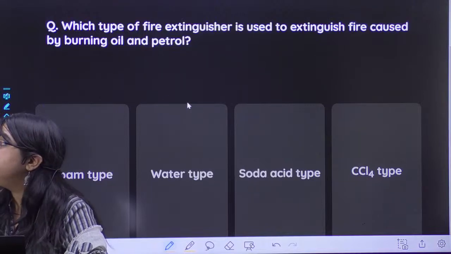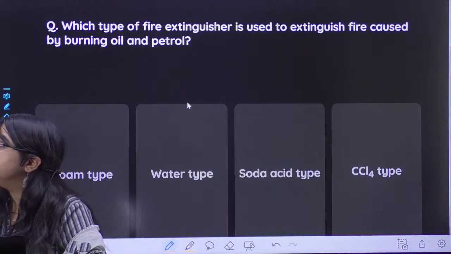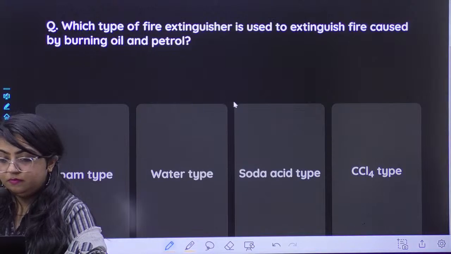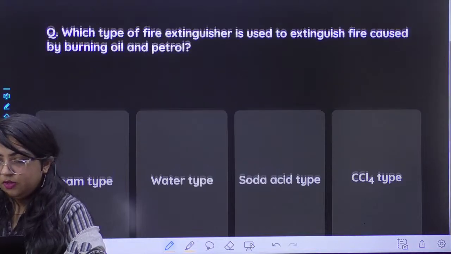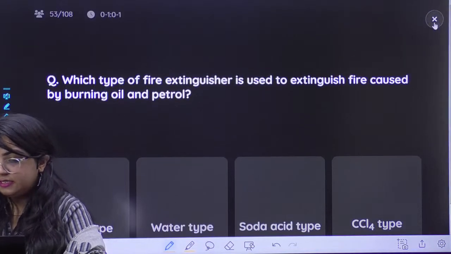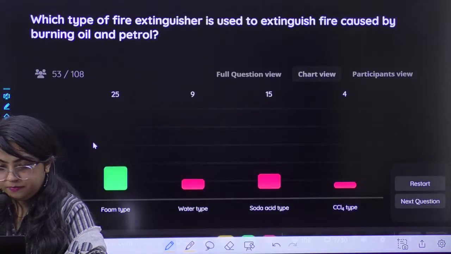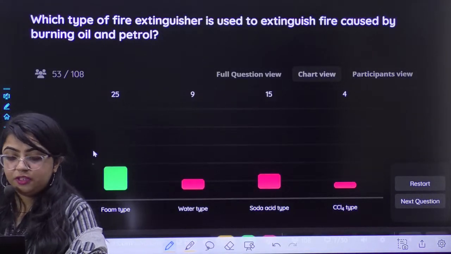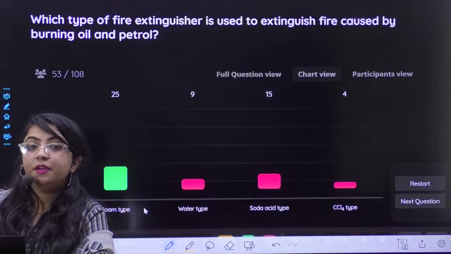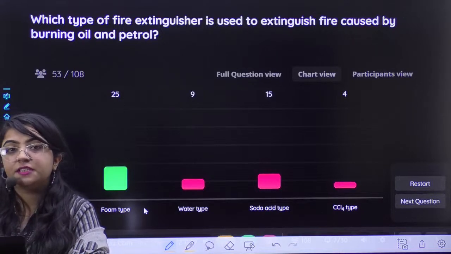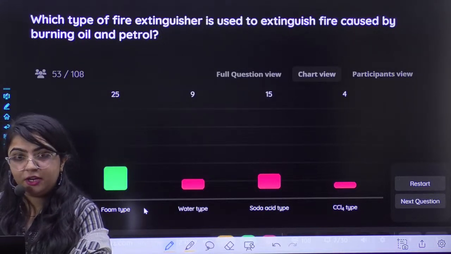Have you all answered? Okay, so now let's check its correct answer. Yes, the correct option for this question is foam type. Foam type extinguishers contain CO2, that is carbon dioxide, in them.